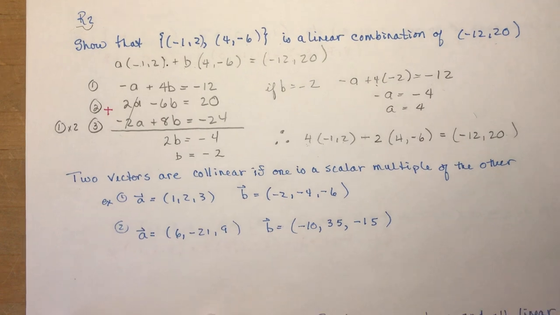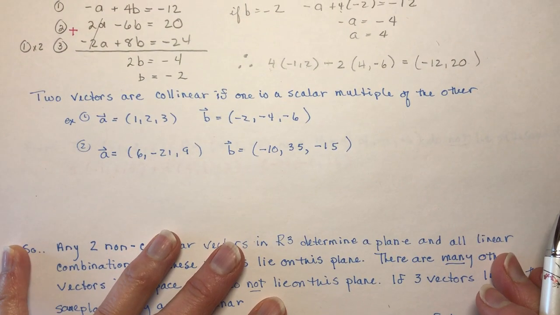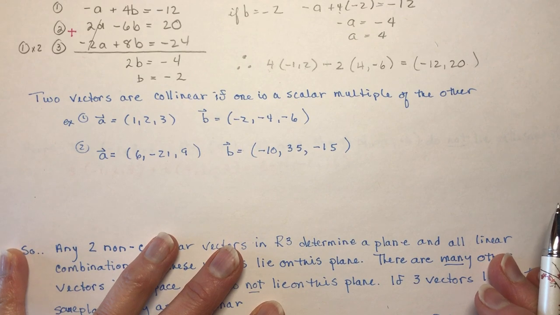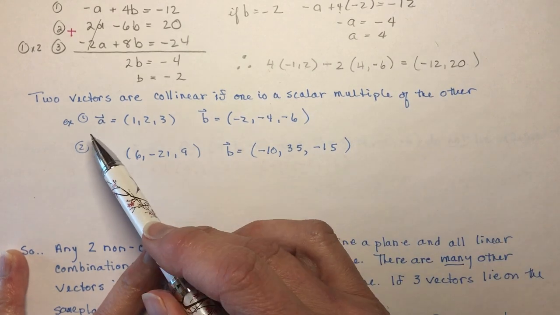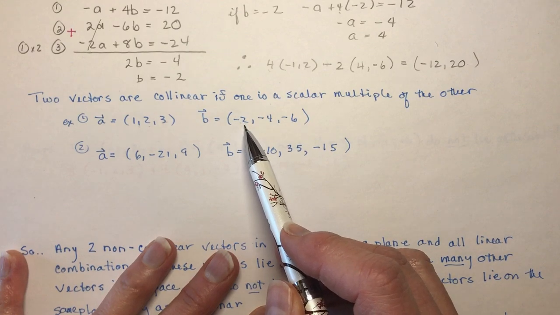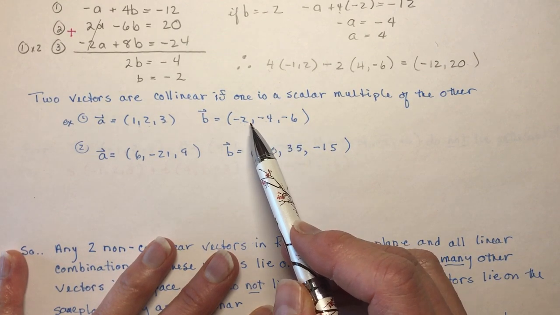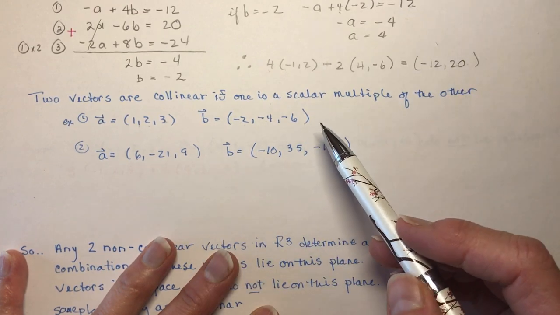Okay, so two vectors are collinear. Collinear means they're on the same line. They're just down the street, right? Collinear if one is a scalar multiple of the other. So for example, if I had (1, 2, 3), and I said vector B was (minus 2, minus 4, minus 6), and you went to graph those, you'd find they're both on the same line.